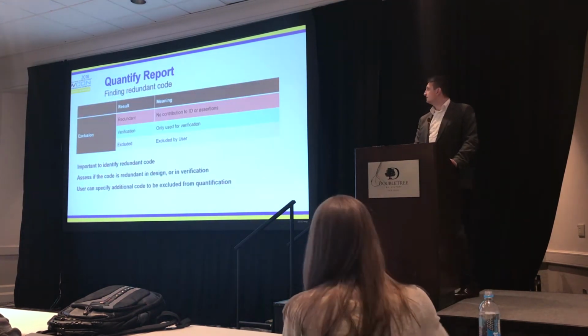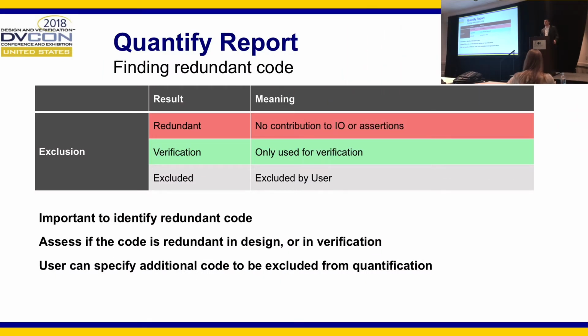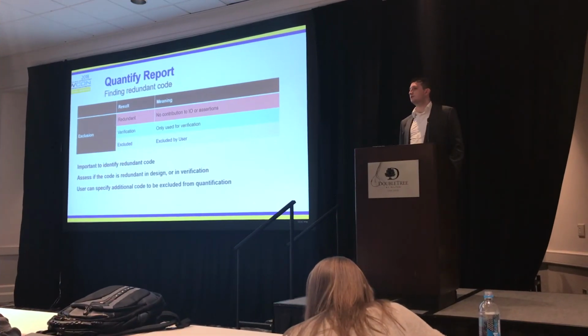And last but not least, as mentioned before, we can also identify code which is redundant, which can be valuable information for designers. We identify code which is just verification code, which is not interesting for the actual verification, so we can roll it out. And we also allow users to exclude some pieces of code from quantification if they wish so. Maybe you have something already covered by simulation, you don't want to waste computing time here, so you can just tell quantify, don't focus on this.